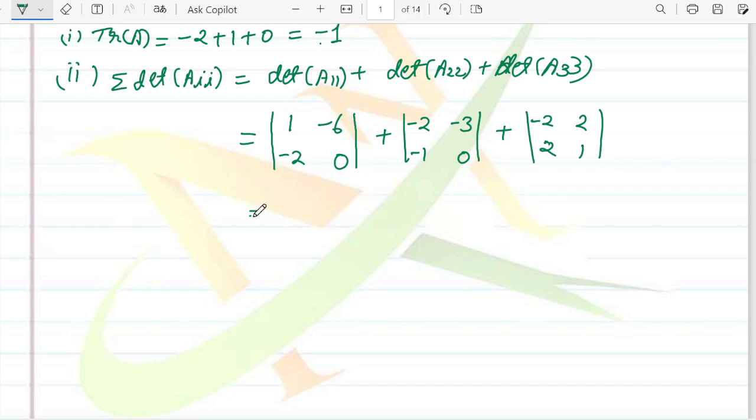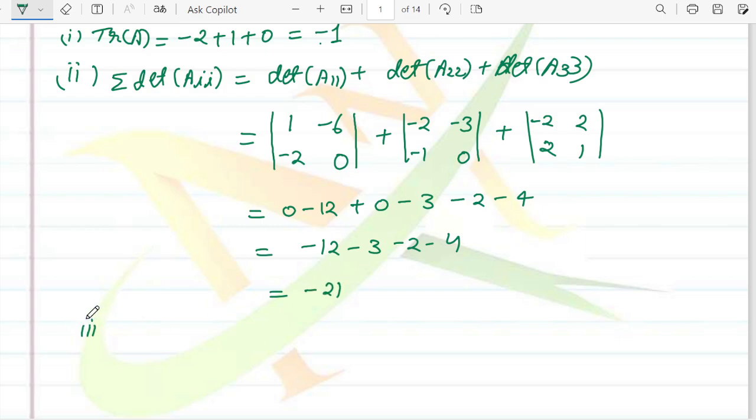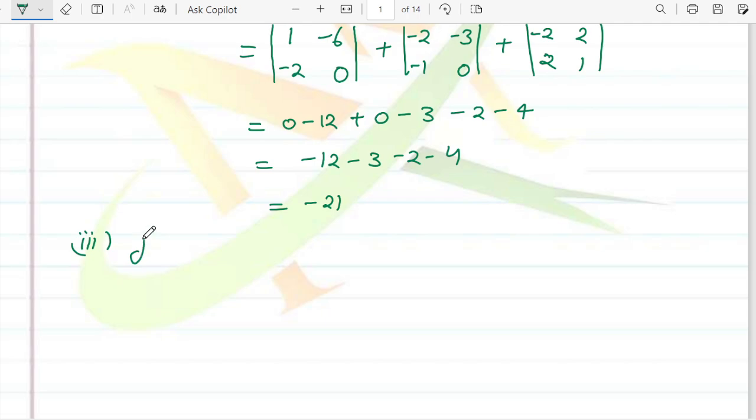Now finding the elements, that is 0 minus 12, that is 6 into 2 is 12 with negative sign, plus 0 minus 3 and minus 2 minus 4, therefore minus 12 minus 3 minus 2 and minus 4, therefore 12 plus 14, and that is minus 21. And last one is number third, that is determinant of the matrix A.